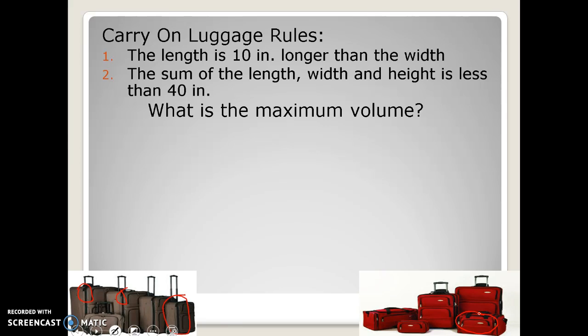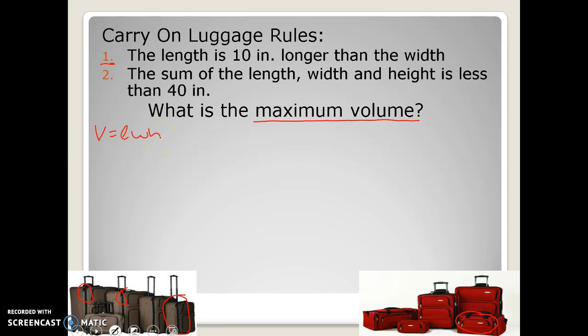And so there are two stipulations here. The first one says that the length could be 10 inches longer than the width, and then that the sum of the length, the width, and the height is less than 40 inches. And what we want to do is maximize the volume. But what we know is that the volume is equal to the length times the width times the height. But right now, that's 3 variables.